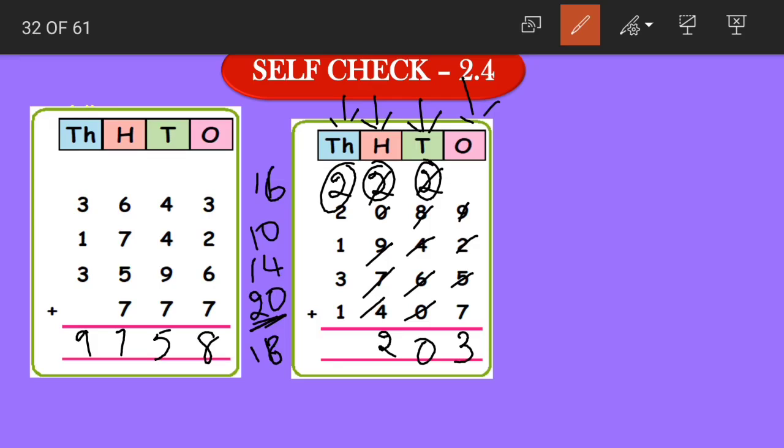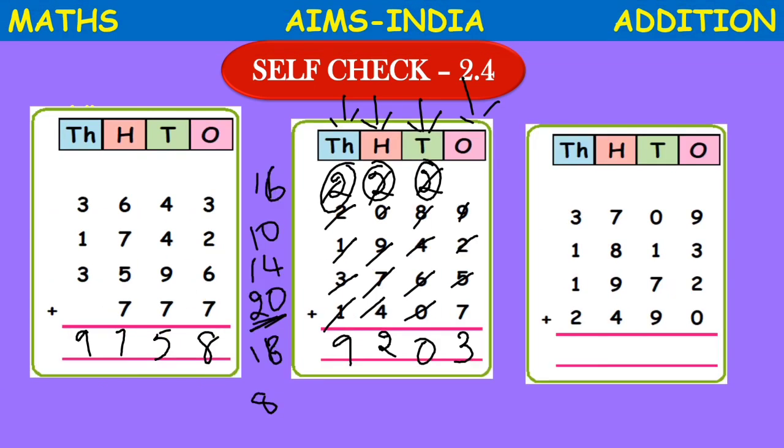Lastly in the thousands place we have 2 plus 2, 4. 4 plus 1, 5. 5 plus 3, 8. 8 plus 1 becomes 9. So 9203 is our answer for the second question.